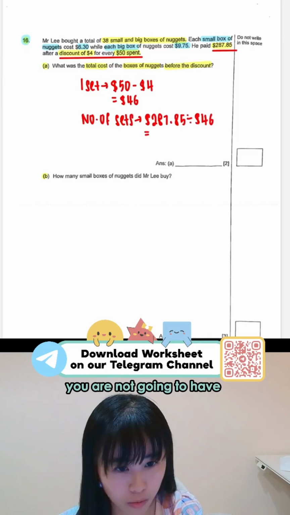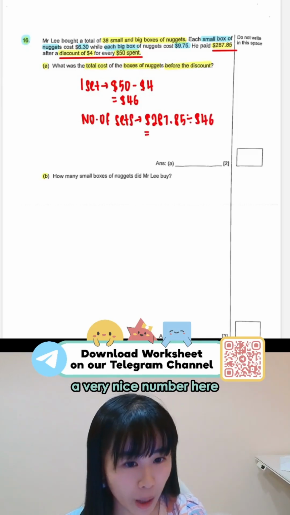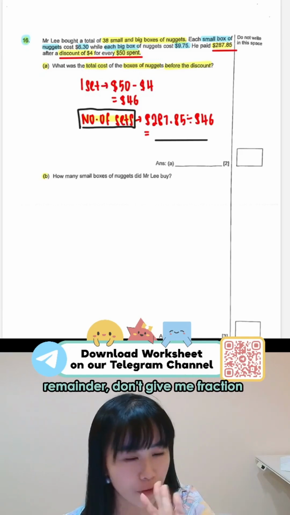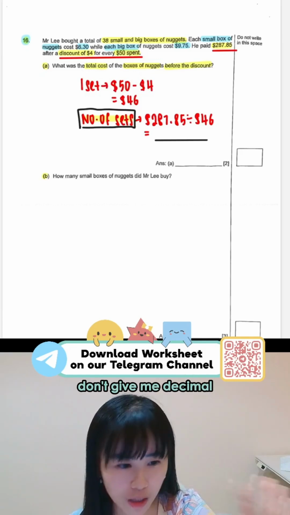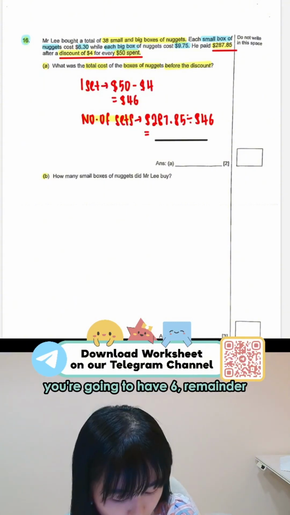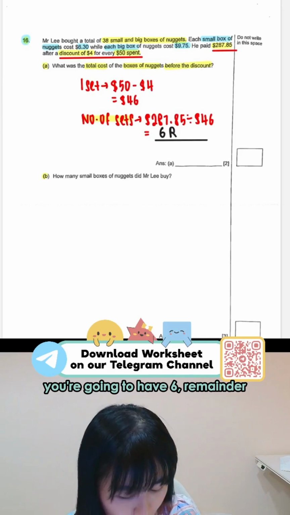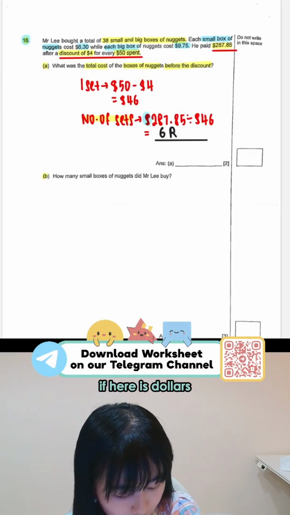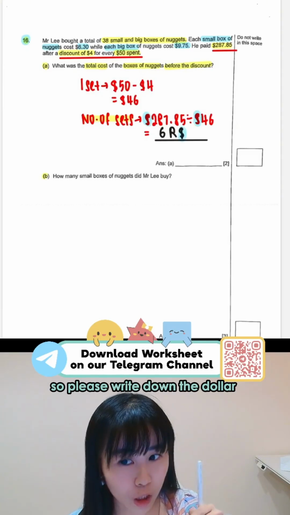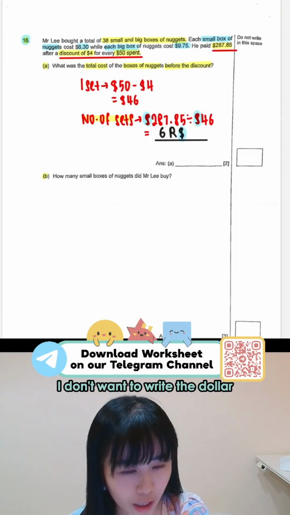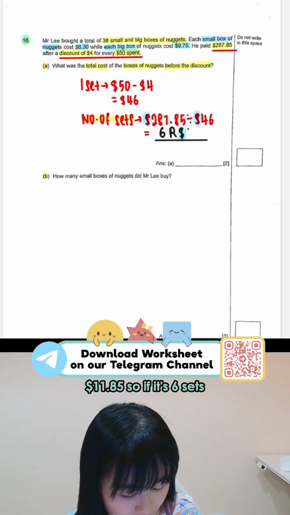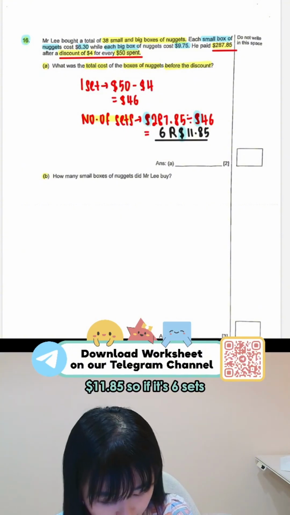So you're going to divide. You are not going to have a very nice number here. When you find the number of sets and you don't get a nice number, give me the remainder form. Don't give me fraction, don't give me decimal, don't round off. You're going to have 6 remainder $11.85. If the number of sets here is in dollars, your remainder must also be in dollars. So please write down the dollar sign. If you don't write the dollar, later you don't know what you're finding there. So it's 6 sets.